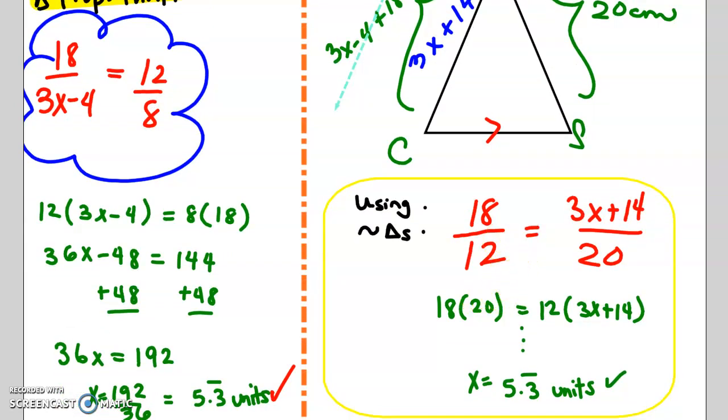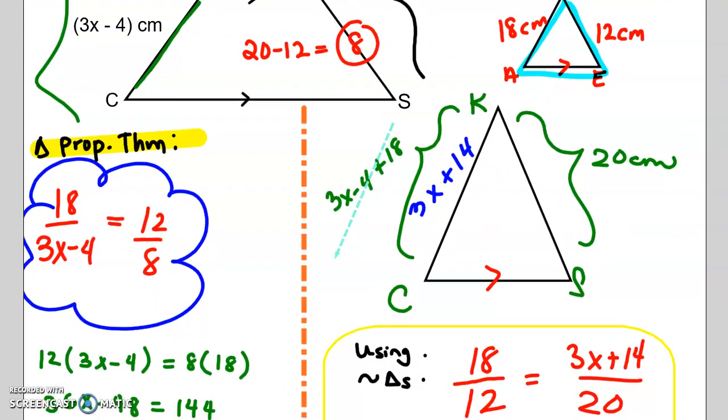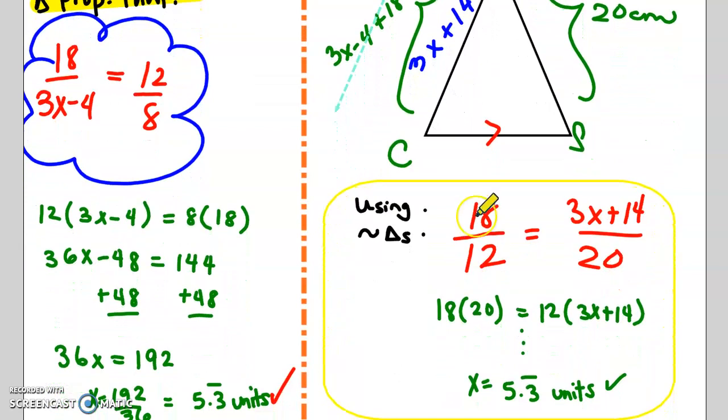Using the smaller triangle, I did 18 over 12 is equal to 3x plus 14 over 20. And I do my cross multiplication. And if you continue with the algebra, you will notice you get the same answer. I just wanted to show you there's two different ways to get the same answer. This side over here applies the triangle proportionality theorem, which is what we're practicing and learning today. And this side over here is just using properties of similar triangles and setting up proportionals.